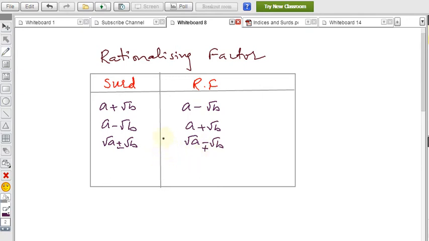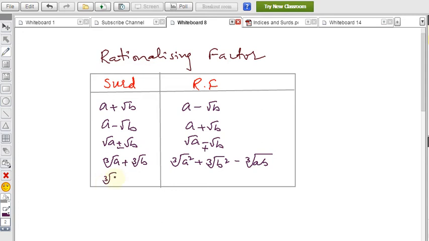But when it is cube root of a plus cube root of b, then the rationalizing factor is cube root of a square. So if you know the a cube minus or plus b cube formula, you'll understand this. Cube root of a plus cube root of b, the rationalizing factor is cube root of a square plus cube root of b square minus cube root of a into b. This is actually nothing but the a cube plus b cube formula.